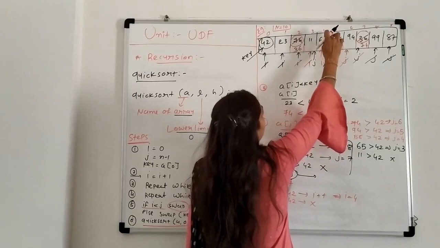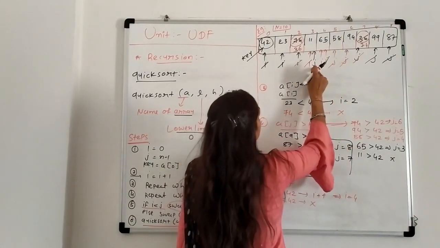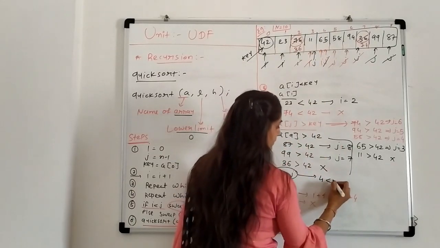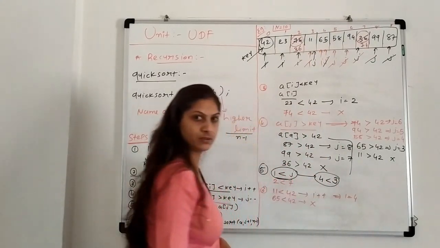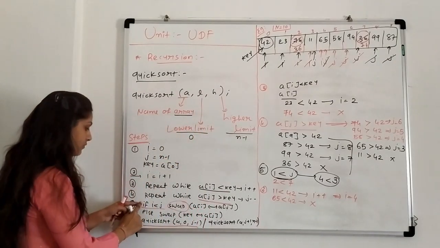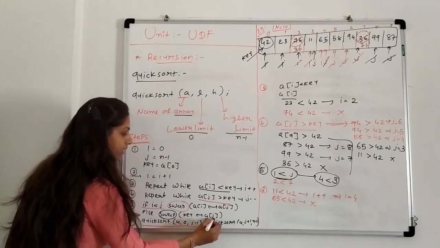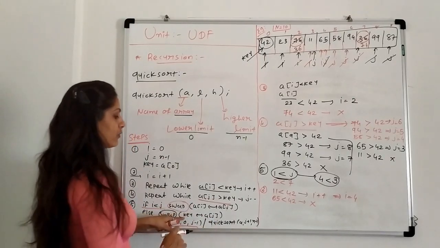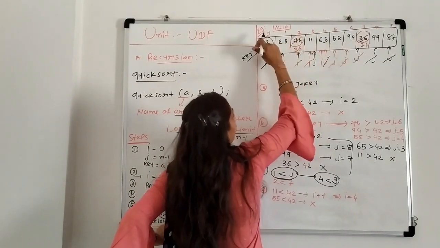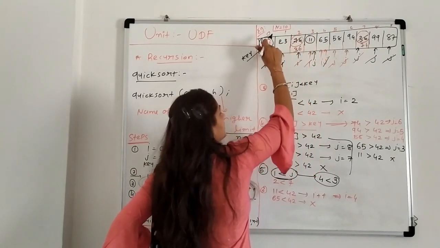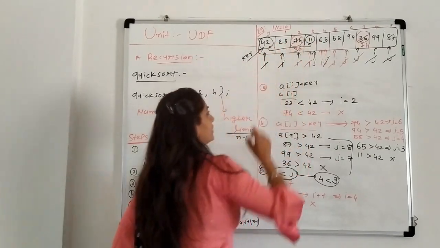i is on number 4 and j is on number 3. So 4 is less than 3. This condition is false. When this condition is false, it goes to the else part and swaps key and A of j. Key, that is 42, and A of j, that is 11. These two are now interchanged.